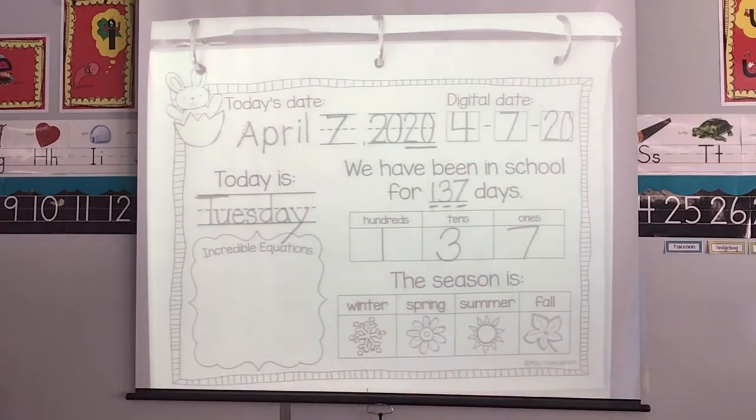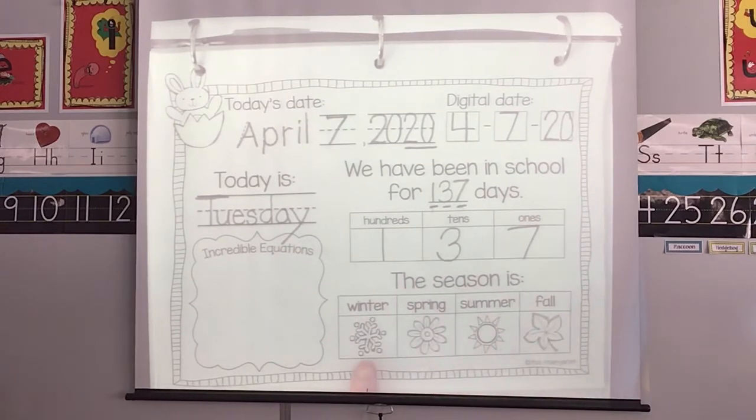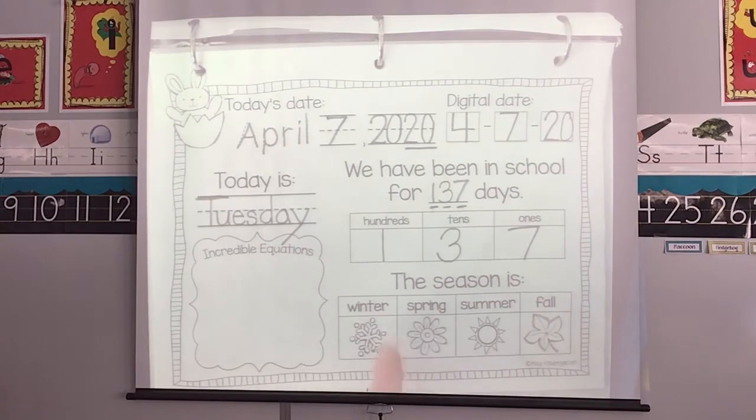Tuesday. Okay, the next thing we're going to do is our season. The season is it winter, spring, summer, or fall? And we are supposed to get warmer weather this week with some sunshine, so I am hoping it's going to act like the season it is. What season is it? Go ahead and holler it out. That is right. I am so excited. It is spring. So I'm going to color my flower pretty blue.